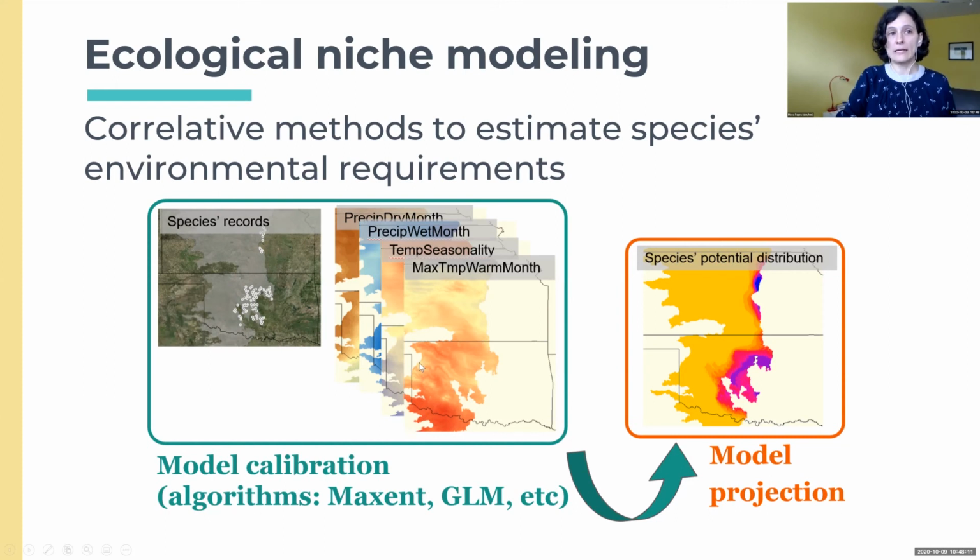And then once we have that model calibrated, we can project that model on the same, or there could be another region, but in this case, same geographic region, the Great Plains, and we get the potential distribution of the species, meaning the locations in geography that are environmentally suitable or similar to the known presences of the species based on this model calibration. So that's the basic data input and data output with this ecological niche modeling approach.